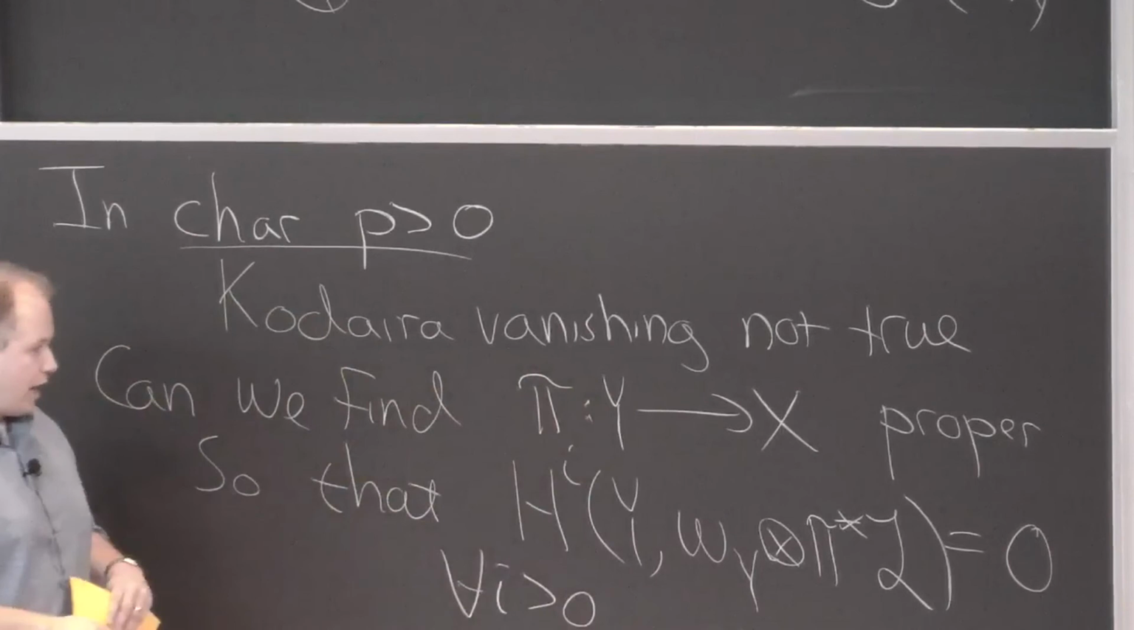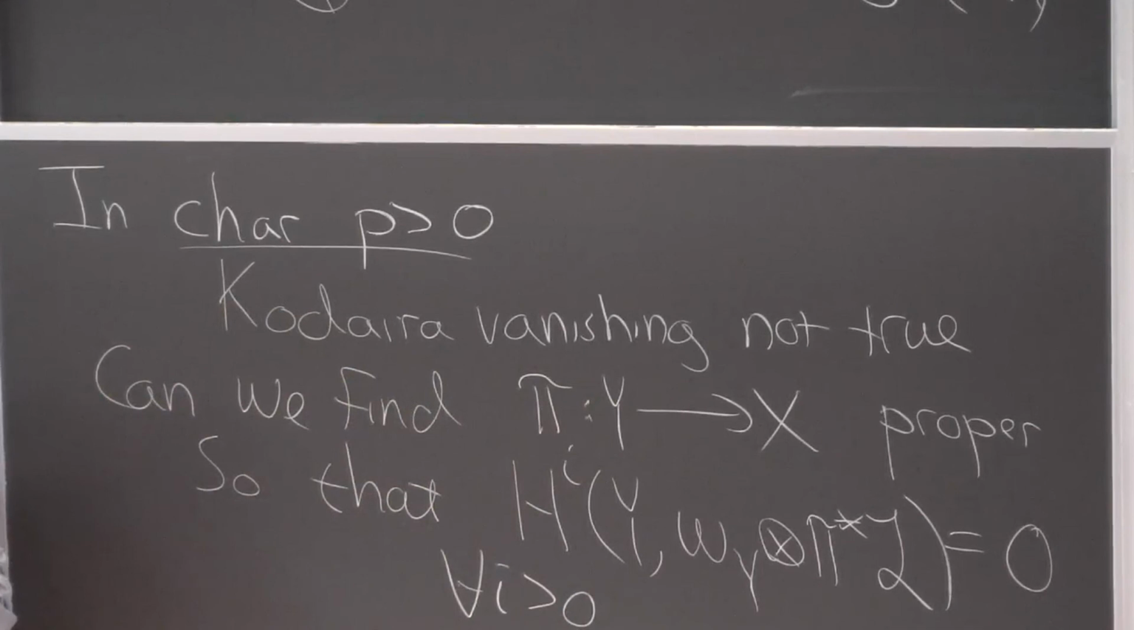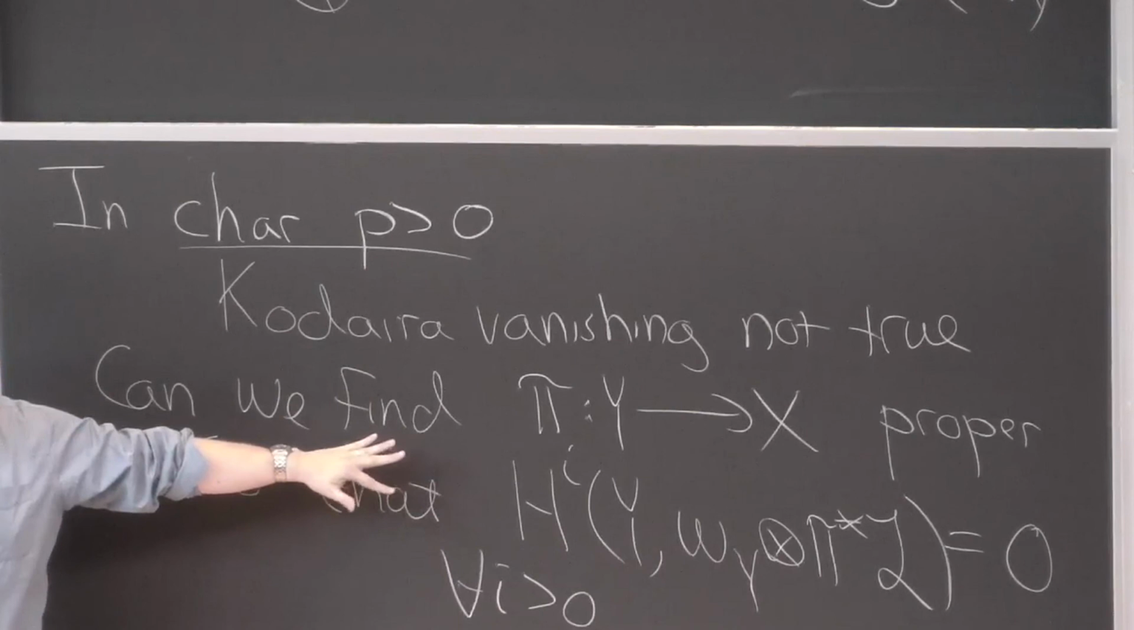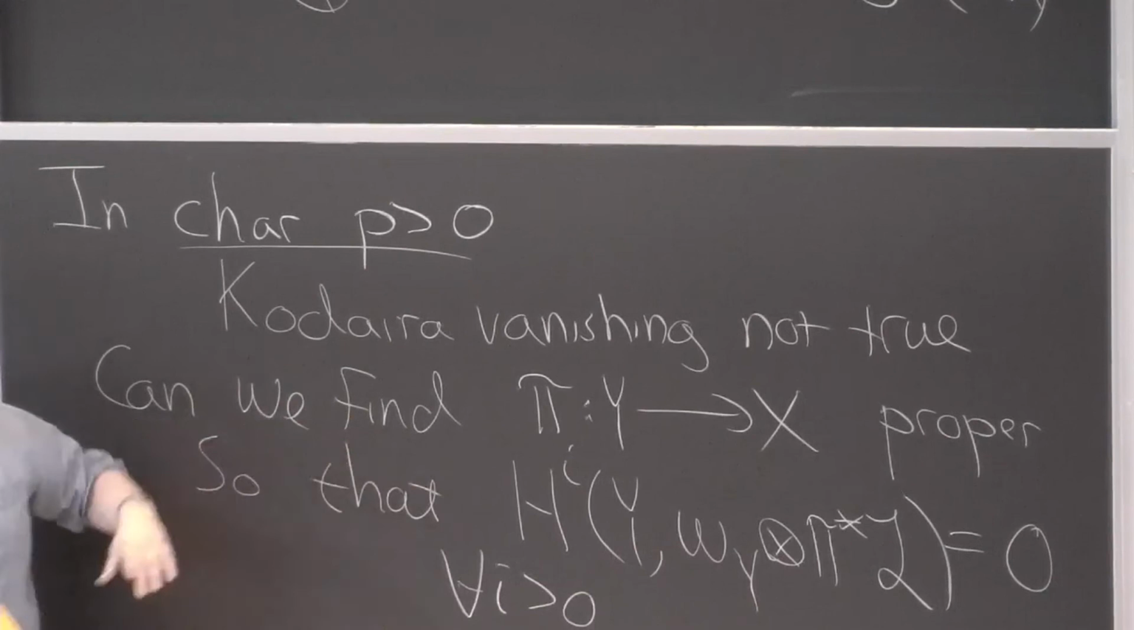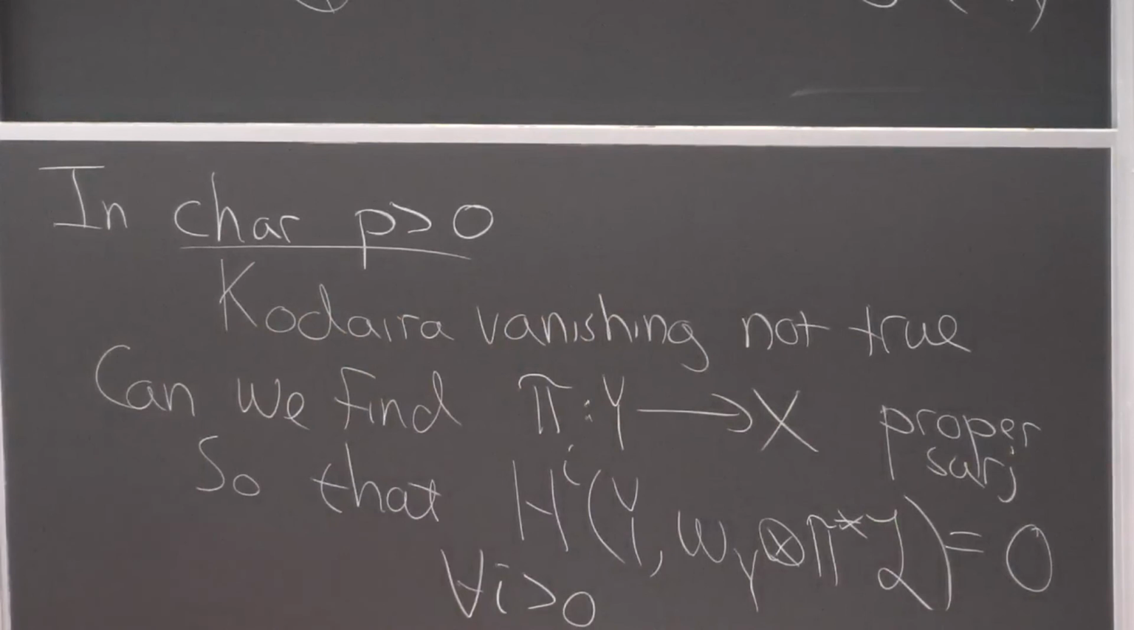Okay, so we can't use resolution of singularities for two reasons. One, we don't know it exists. But even if we did know it existed, we're still not going to have this vanishing a priori. I mean, do you want to call it birational? No. Surjective. Yes, proper surjective. Thank you. Proper surjective dominant map. Yeah, I want a proper map. I don't want to just include a point either.